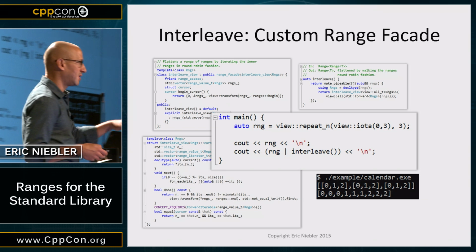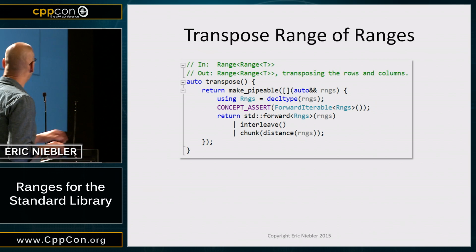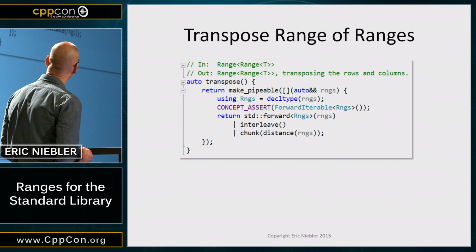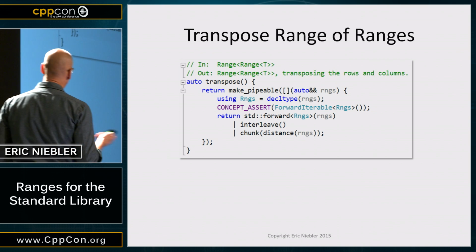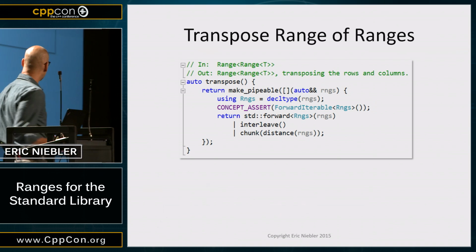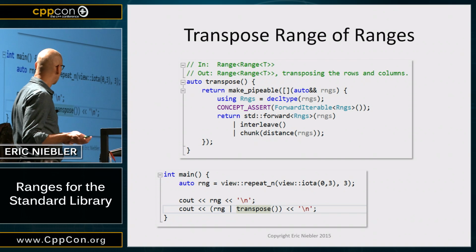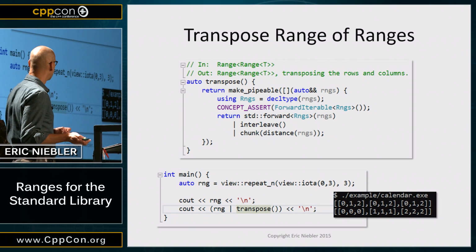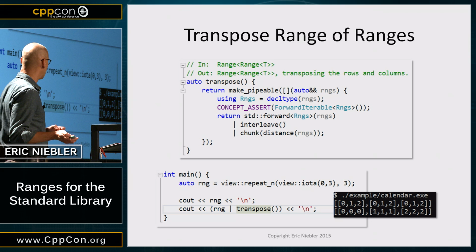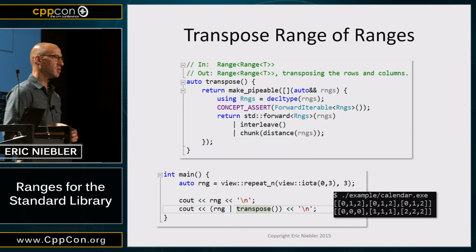Great, we've got chunk, we've got interleave. That means we have transpose. We get that for free. So we just take ranges, we interleave them, and we chunk them. And so now I can transpose a range of ranges. We can take a range 0, 1, 2, 0, 1, 2, 0, 1, 2, and get 0, 0, 0, 1, 1, 1, 2, 2, 2. Transposed lazily.